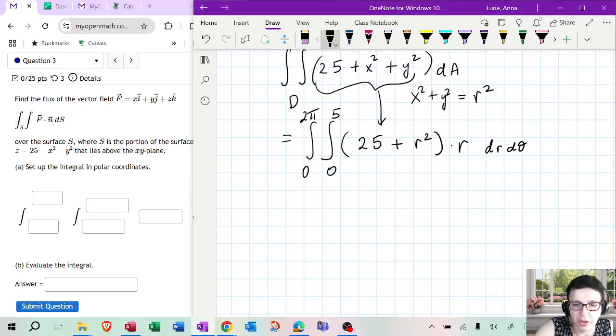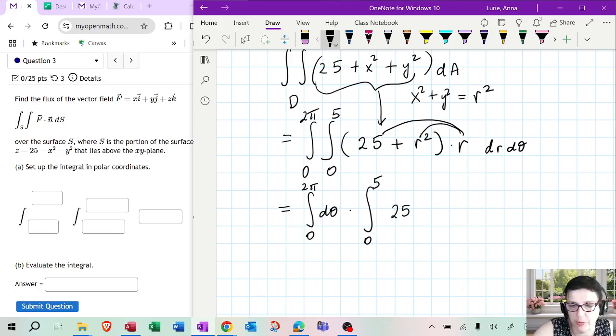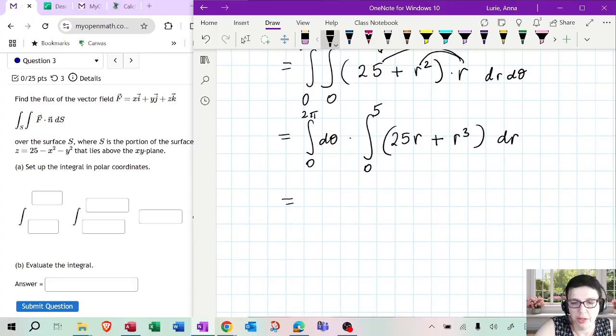Okay, now this integral is splittable, so we're going to split the theta separately. There is no theta there. Multiplied by the r, so let's go ahead and distribute this. So this is going to become 25r plus r cubed dr. Okay, so the first integral obviously will just be 2 pi. The second integral is going to be 25 times r to the power 1, which is 1/2 r squared, plus r to the power 3, which is 1/4 r to the 4th.